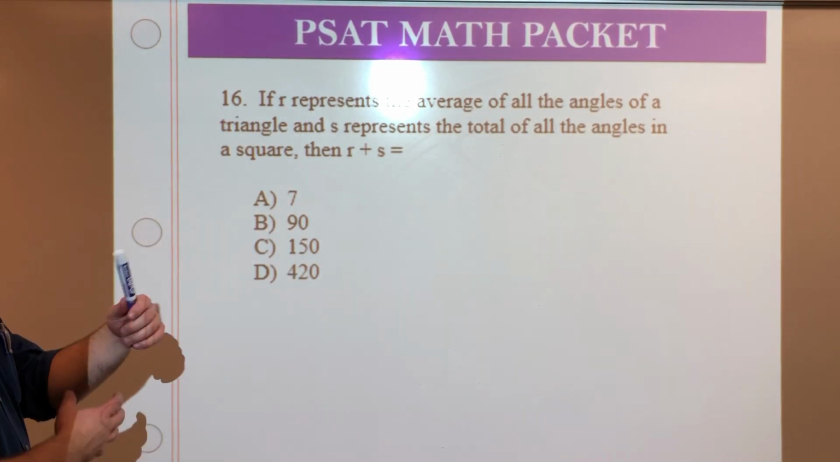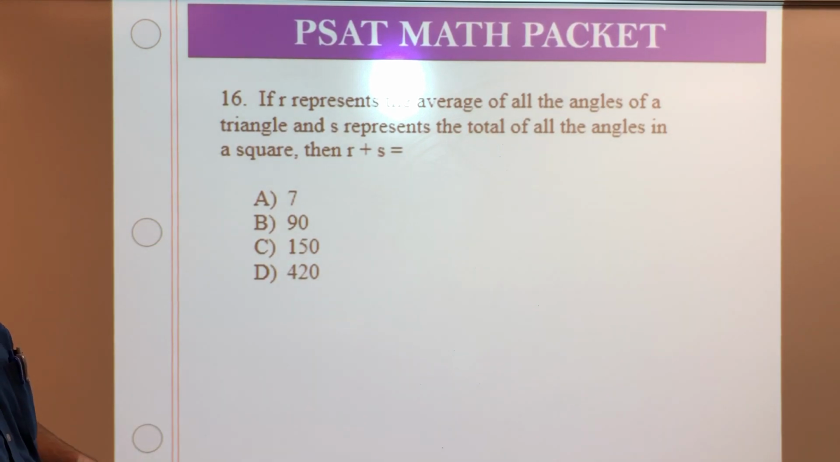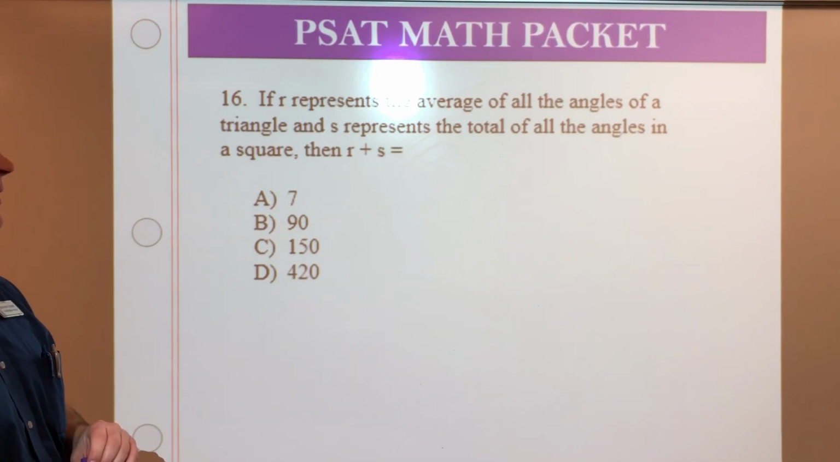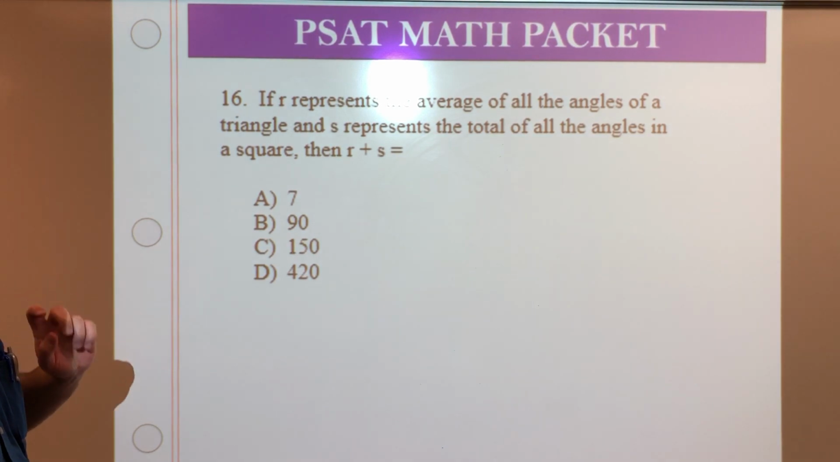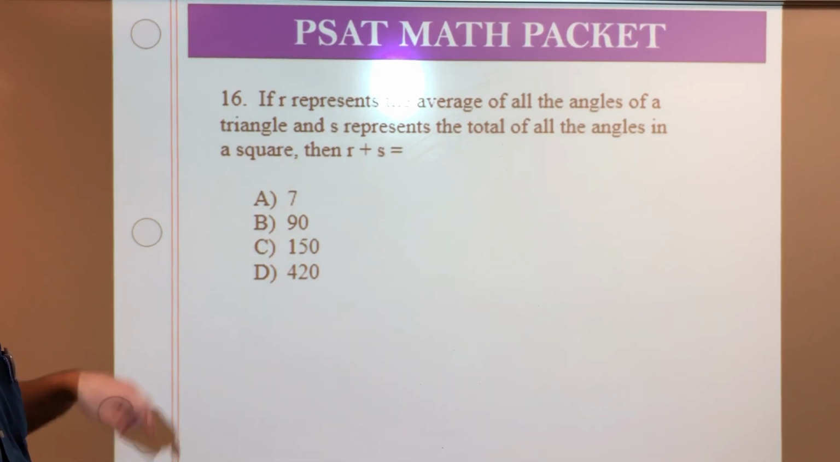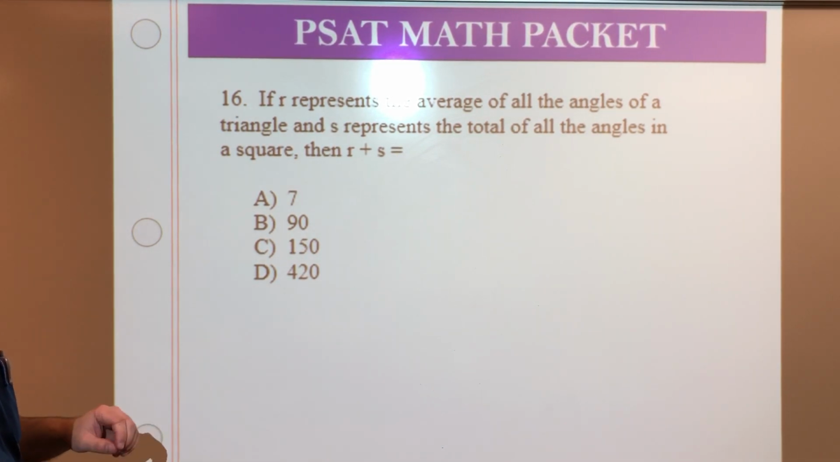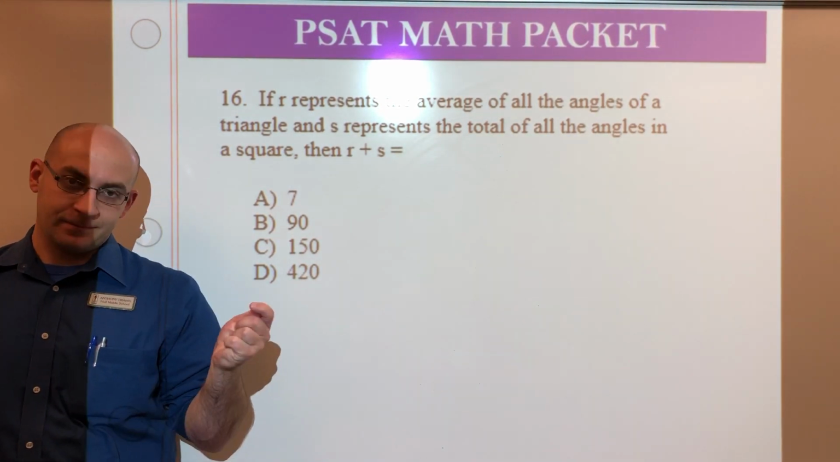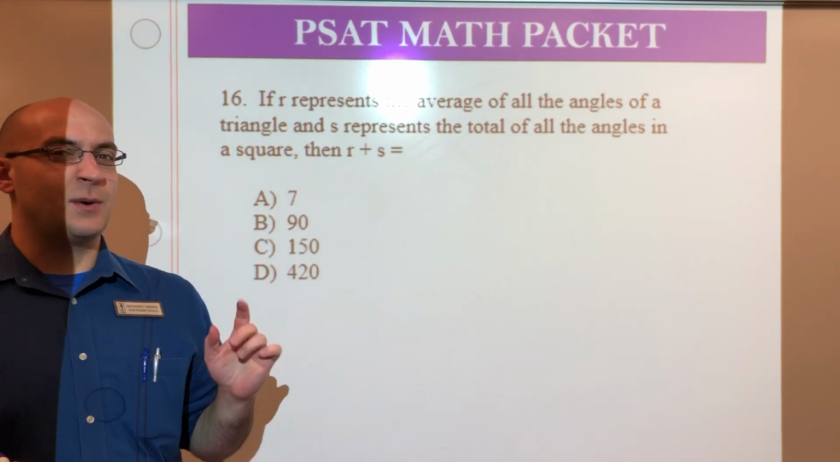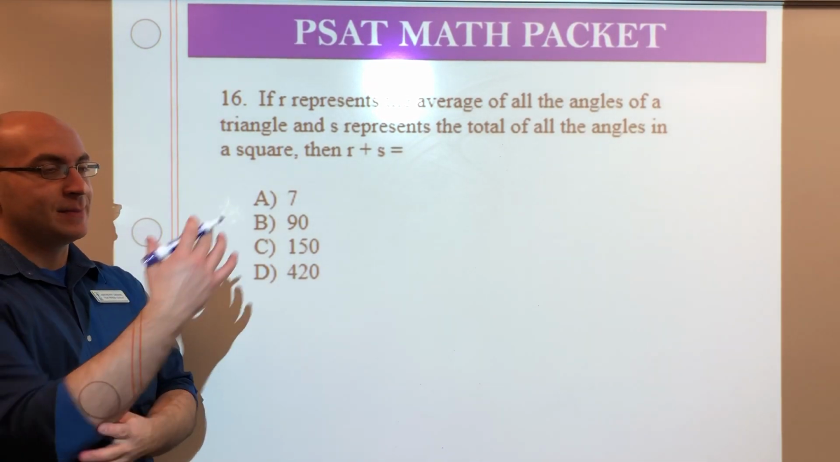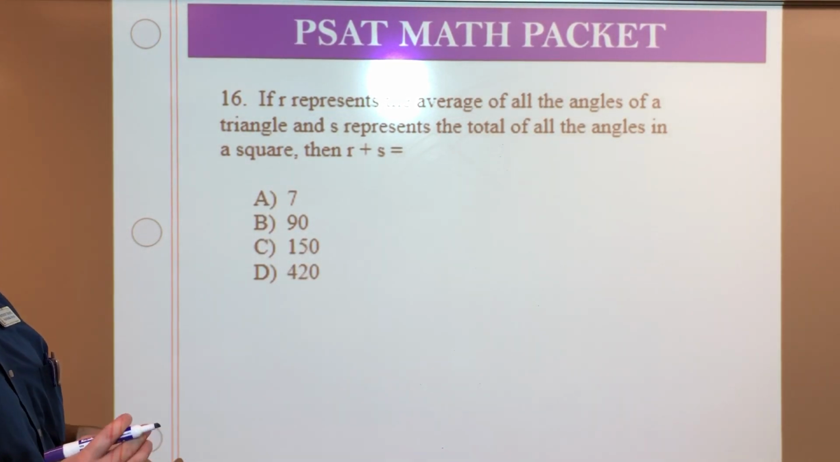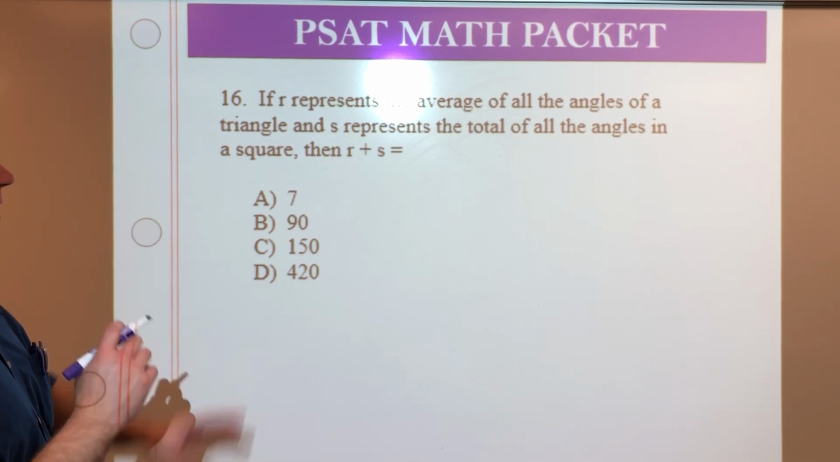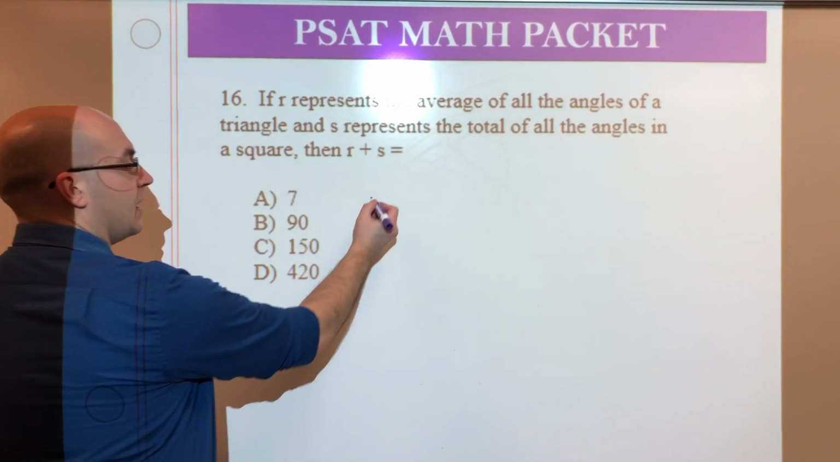Okay. Number 16. If R represents the average of all the angles of a triangle, and S represents the total of all the angles in a square. Okay, so we're talking about measurements, degrees. This question should say degrees. It should say angle measurements. Okay, so it's implied that we're talking about angle measurements here.